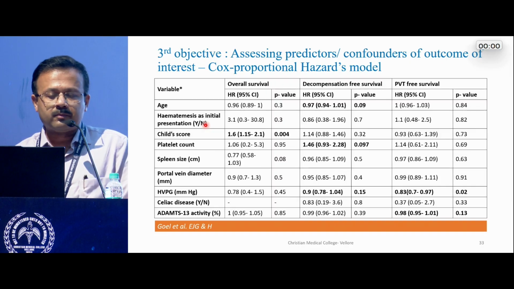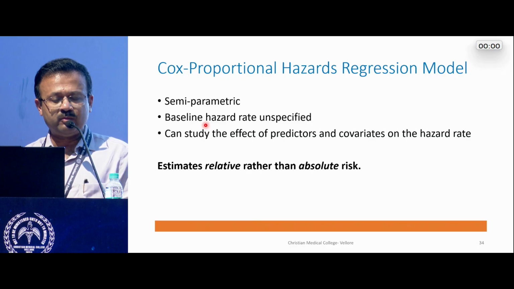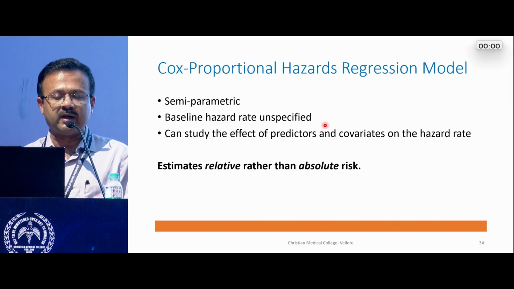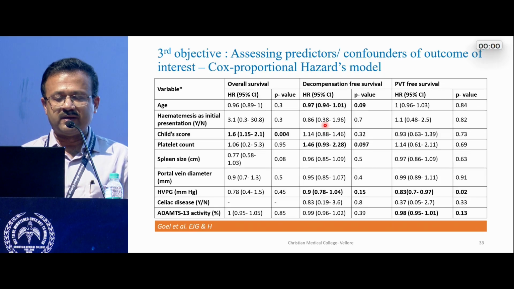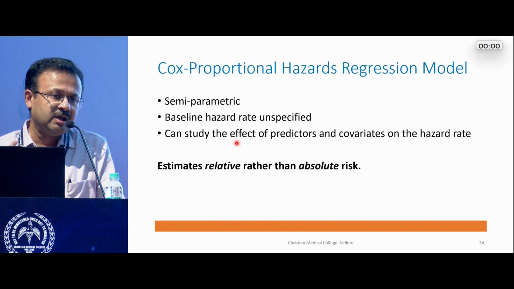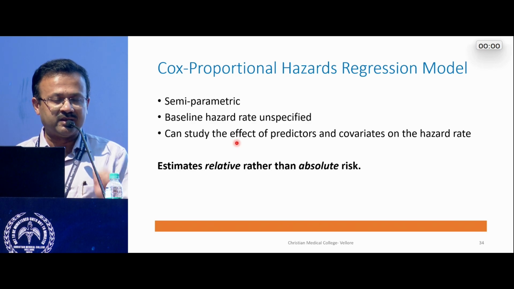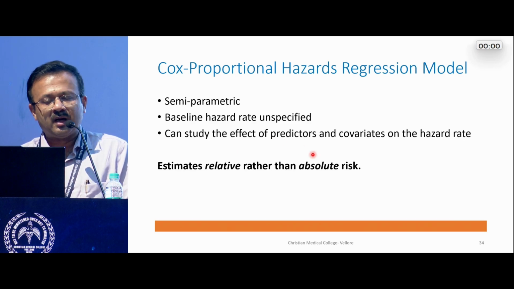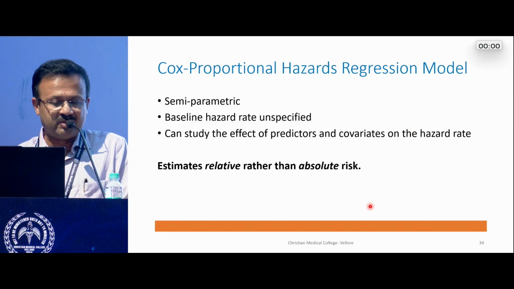The Cox proportional hazards regression model is semi-parametric. Again, it gives you a hazard ratio and a p-value, but the hazard ratio doesn't assume any baseline hazard. It just compares between the two groups, and it can study various predictors and covariates. So it estimates a relative rather than an absolute risk.